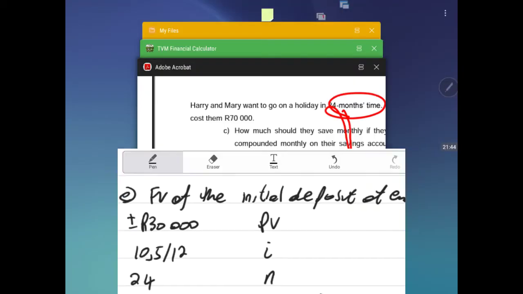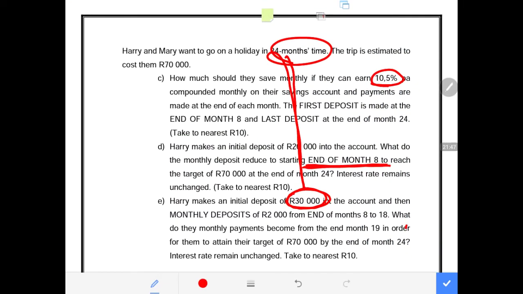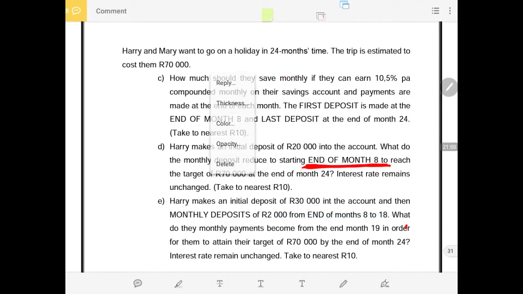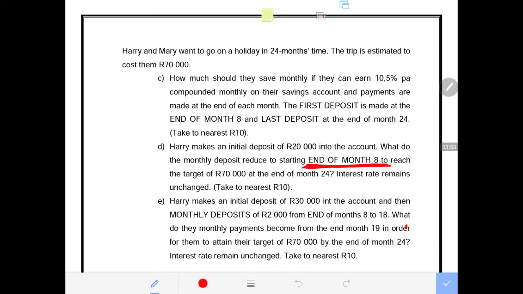Now, how are we going to raise money to get to that remaining balance? Let us check. They are still telling us further that Harry and Mary make an initial deposit of 30,000 into an account, and then monthly deposits of 2,000 from the end of month 8 to month 18. What do the monthly payments become from the end of month 19 in order for them to attain their target of 70,000 by the end of month 24?